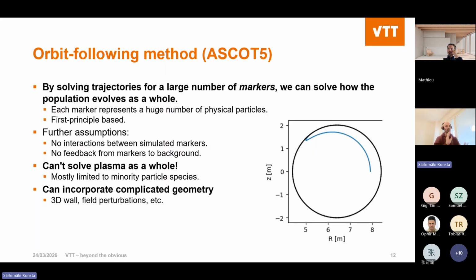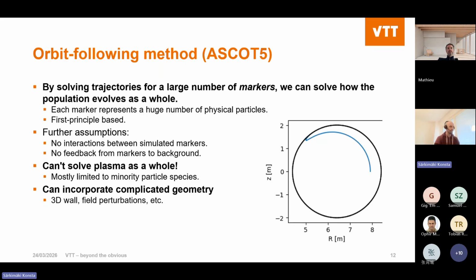I'm not saying that the backgrounds have to be static, they can be time evolving, but there cannot be any feedback from the markers, because the markers also generate electromagnetic fields, but these are not accounted for in the simulation. So this means that ASCOT cannot solve the whole plasma, but it can solve a minority particle population in the plasma, which you can think of as perturbations in the whole picture.